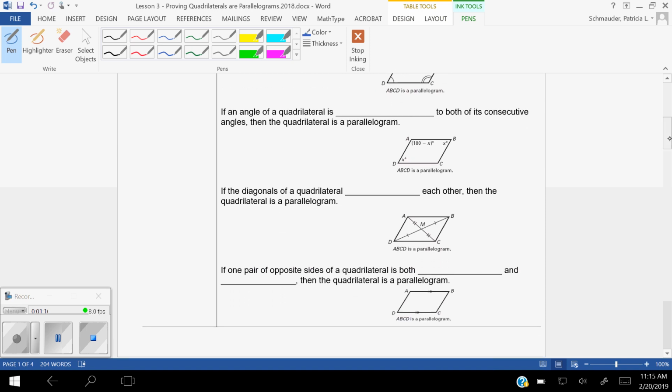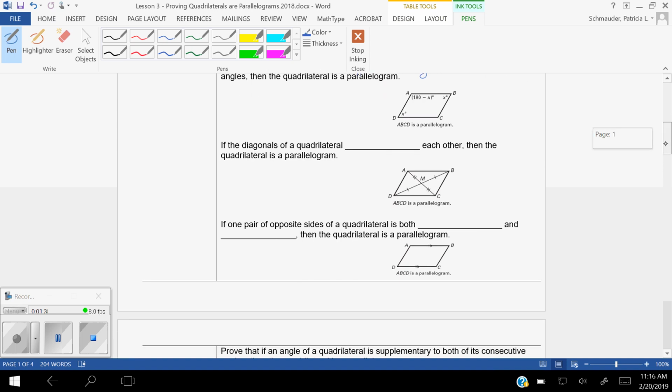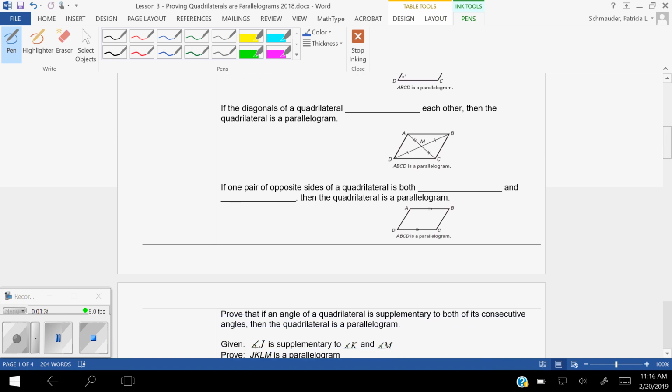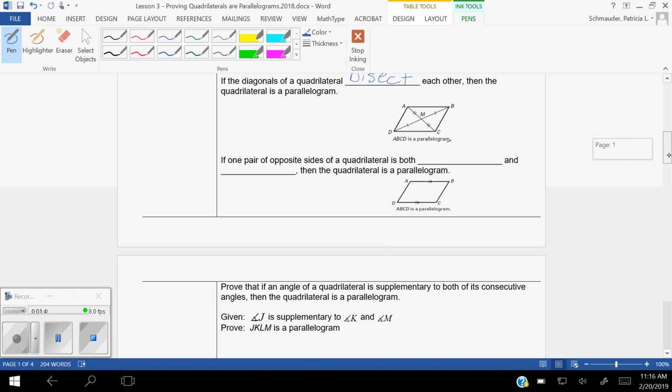Another converse. Next one says, if an angle of a quadrilateral is supplementary to both of its consecutive angles, then the quadrilateral is a parallelogram. That one is not a converse, but it's very similar to what the converse of the one we learned yesterday would say. This one says if the diagonals of a quadrilateral bisect each other, then the quadrilateral is a parallelogram. That one is a converse.